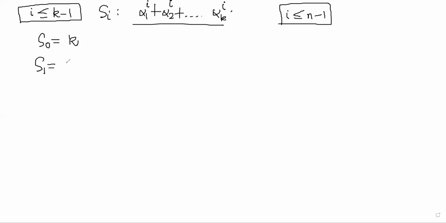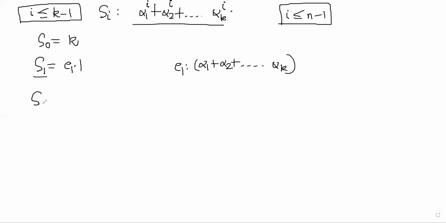S1 will be equal to E1 into 1. E1 was what? E1 was the sum of the roots: alpha 1 plus alpha 2 plus so on, alpha K. And notice that S1 means the same thing. It is just the sum of the roots, right?